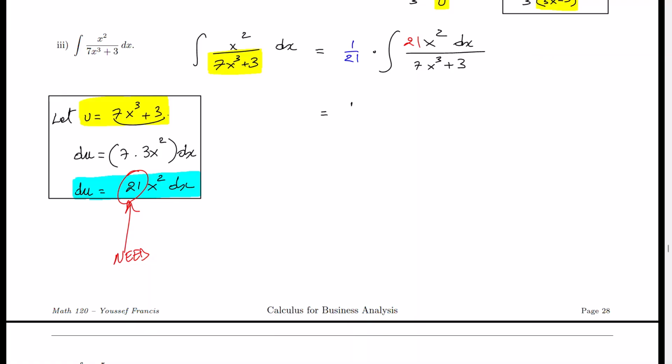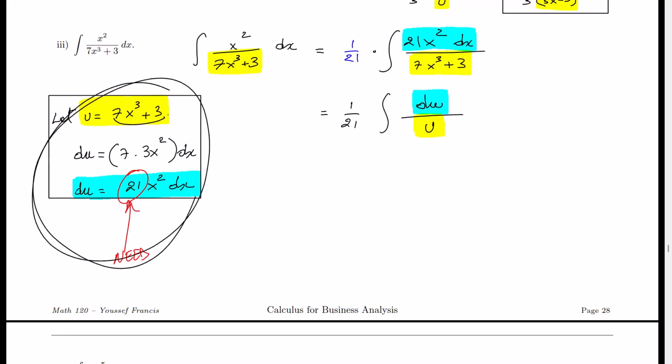Okay, so let's see. With this addition that we just did, with this extra 21 that we put in, what's going to happen to my problem? So first of all, the 7x cubed plus 3, we know that this thing is supposed to be replaced with u, so we'll do that. And what about the 21x squared dx? Well, we know that that is supposed to be replaced with du. And how do we know this? From the table and the chart that we made off to the side.